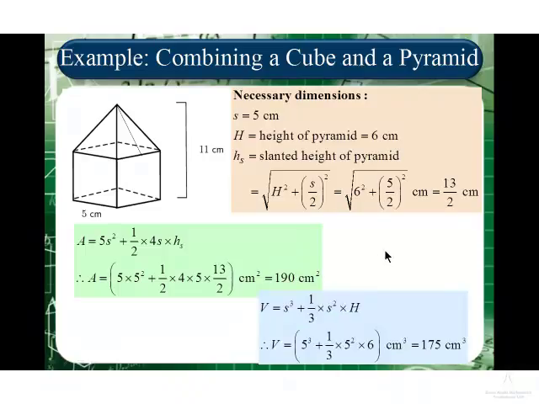For the volume, of course, we have the formula. For the cube, we have s cubed. That is the volume of the cube part of this combined solid, plus the right pyramid on top of it will have a volume of 1/3 times the area of the base, s squared, times, of course, the vertical height, h, which we have as well. So substituting the values in the right positions and calculating, we find that the volume of this combined solid will be given by 175 cubic centimeters, or centimeters cubed.